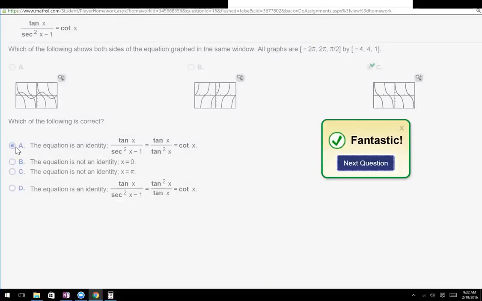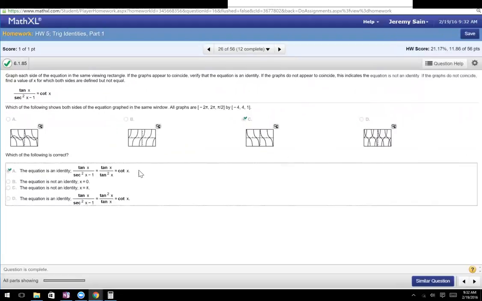Oh, in a calculator, you have to actually type 1 divided by tangent x. Okay, sorry about that. I wasn't even thinking.